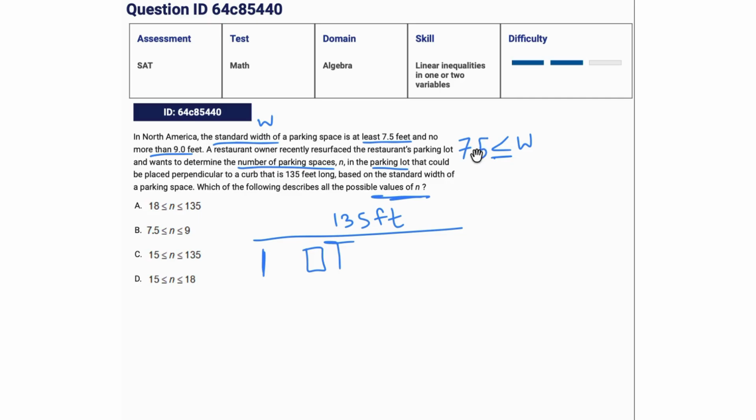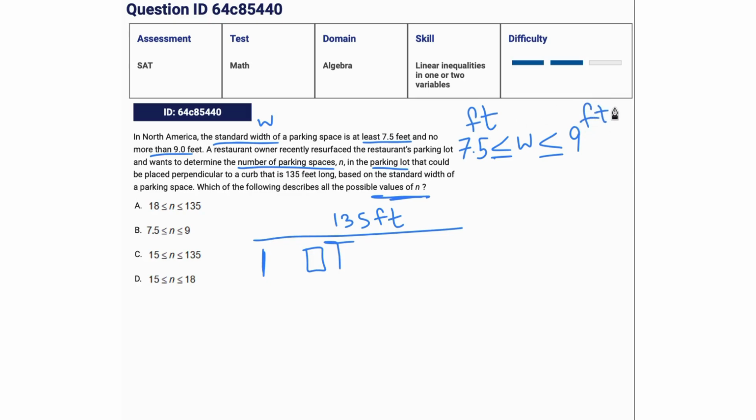It's similar to saying that you need to score at least 50 marks to pass this exam. That is the minimum marks to pass. And no more than 9 feet, that's the maximum. So W should be less than or equal to 9. This is in feet, both of these.